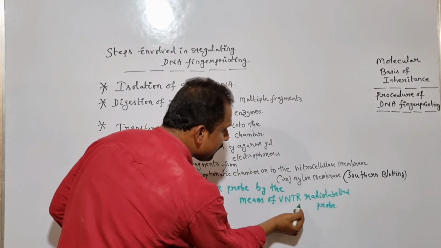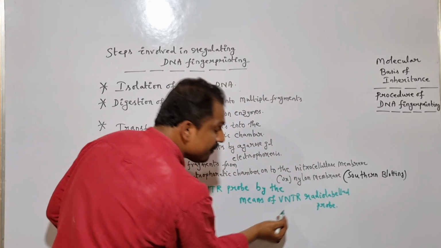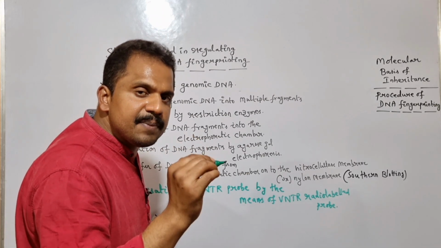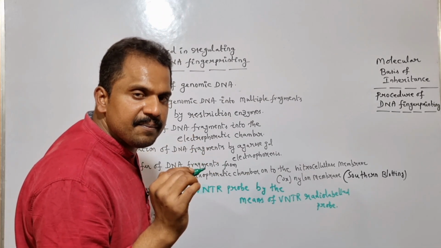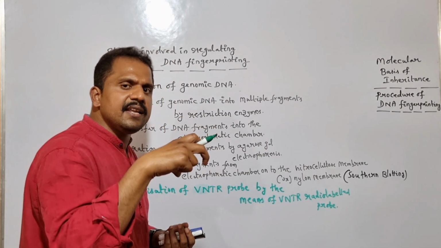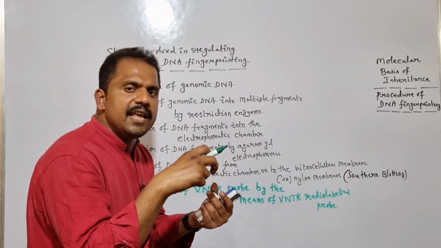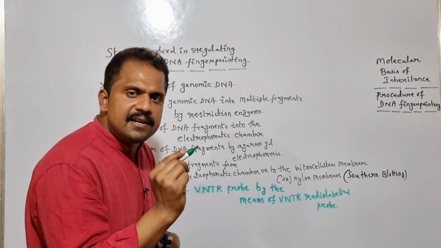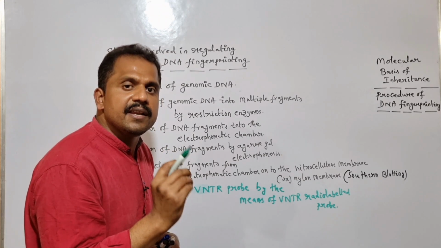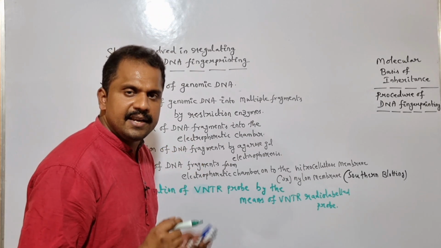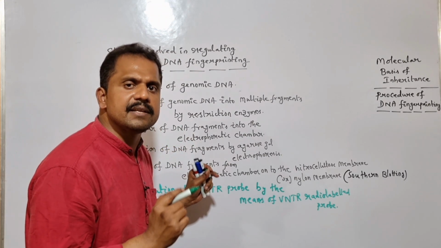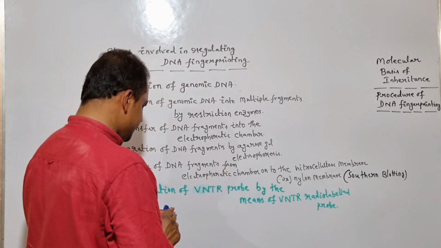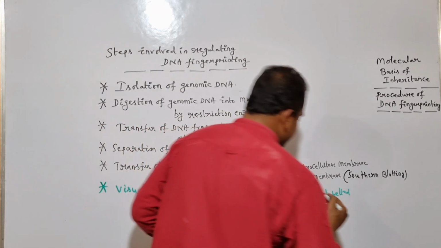So the VNTR radio-labeled probe accurately binds to the VNTR probe present on the surface of the nitrocellulose membrane. Once it binds, it emits radiation. And this process is termed autoradiography. So let me write it here. Autoradiography.